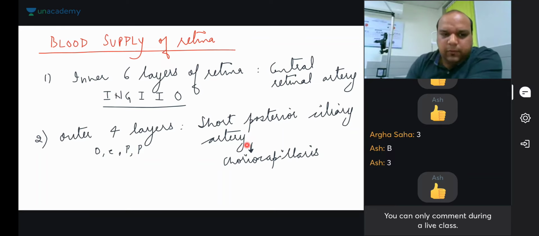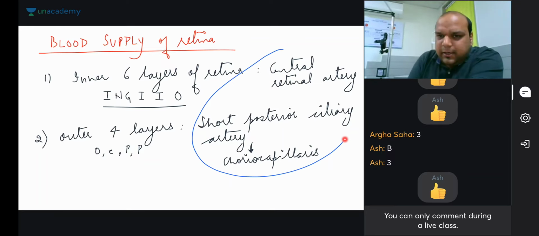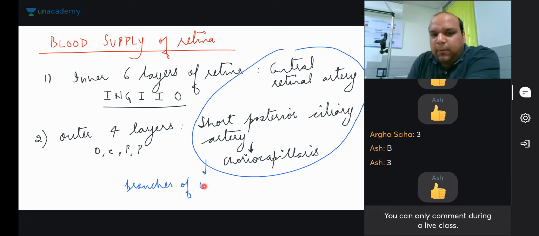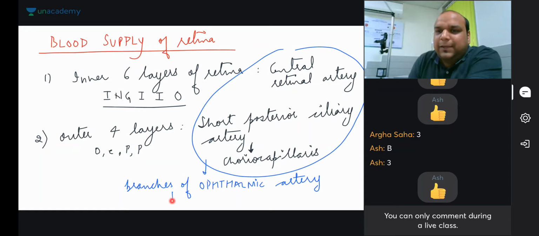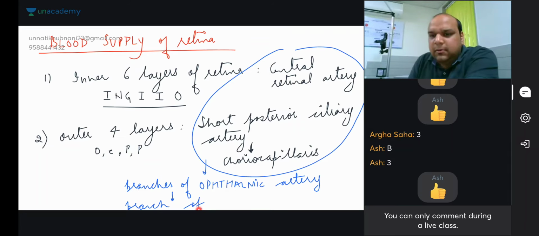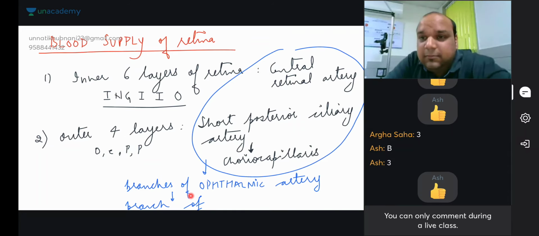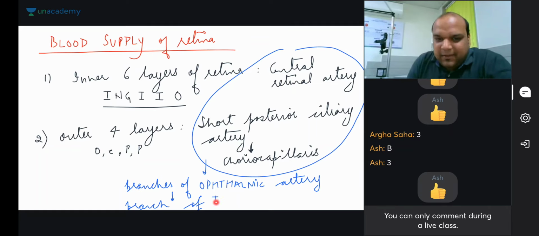Now my simple question to all of you. Both these arteries, the central retinal artery and the posterior ciliary artery, both these are branches of which artery? So they are branches of ophthalmic artery. I hope you've studied a little bit of anatomy, guys. Now ophthalmic artery is the first branch of which artery? I can't give you options for this. Internal carotid artery, guys.